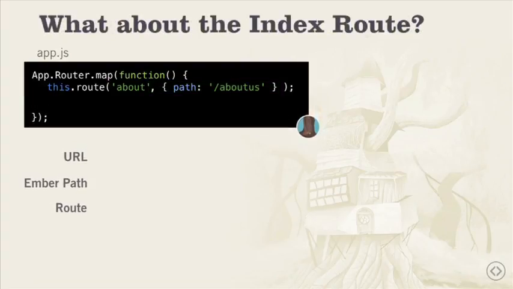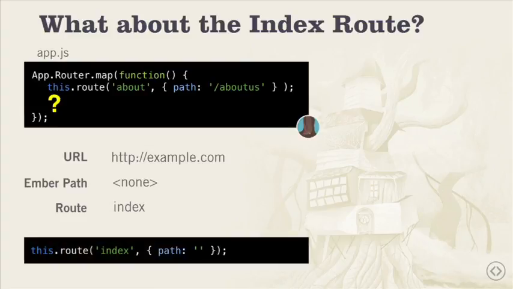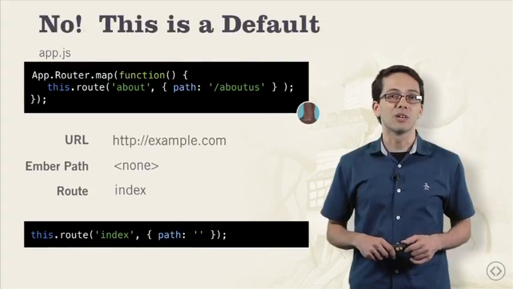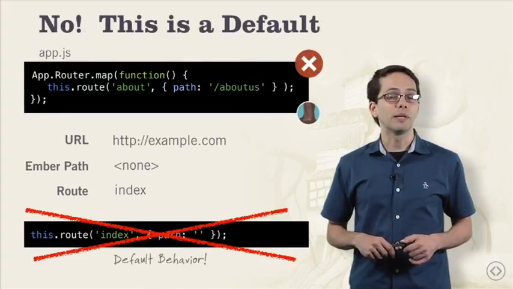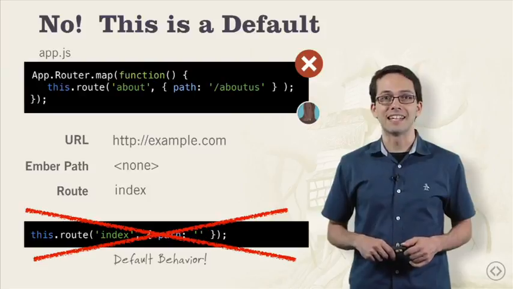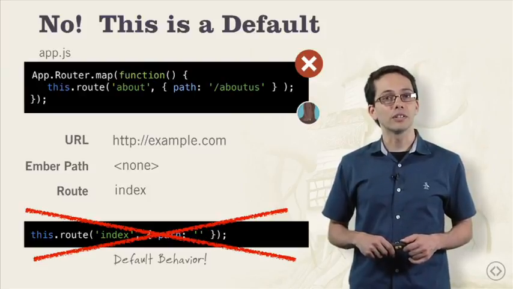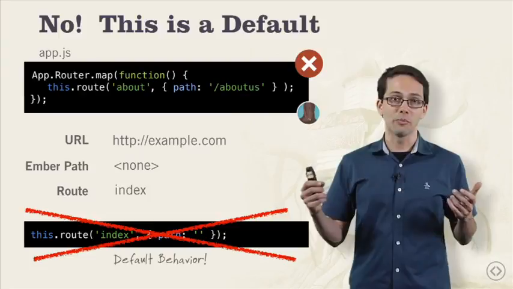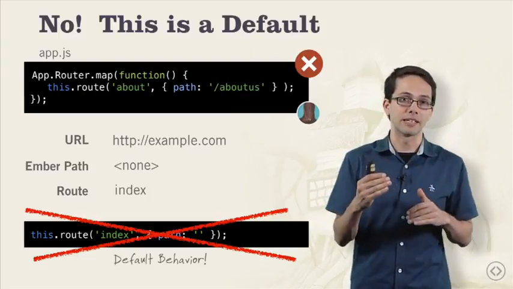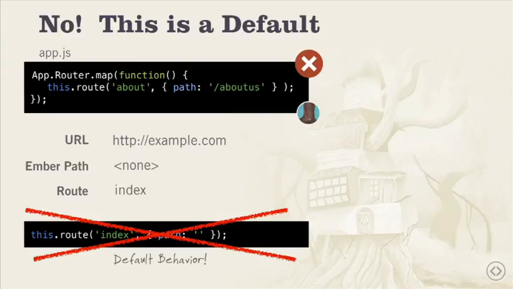Now you might be wondering, do we need to add an index route? So when someone goes to the base URL, it loads up the blank Ember path and then maps that to the index route. The code might look something like this, you might think. It turns out we don't need this code at all. The default behavior in Ember is to load the index template, which is why earlier when we had our home page and we were loading up the index template, we didn't need a router at all.